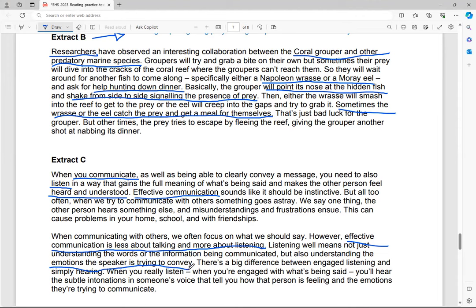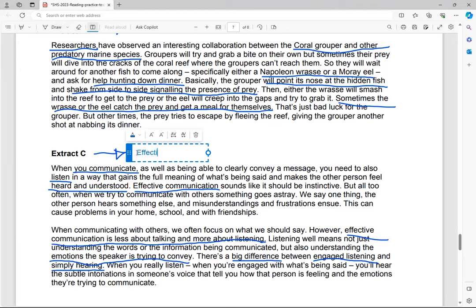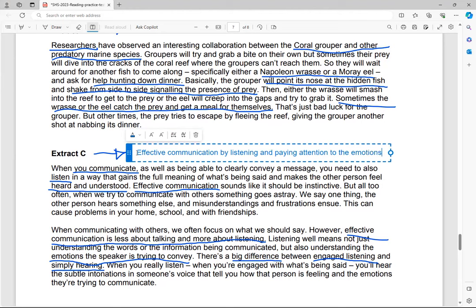There's a big difference between engaged listening and simply hearing. When you really listen, when you're engaged with what's being said, you'll hear the subtle intonations in someone's voice that tell you how that person is feeling and the emotions they're trying to communicate. So extract C is about effective communication by listening and paying attention to the emotions being conveyed.